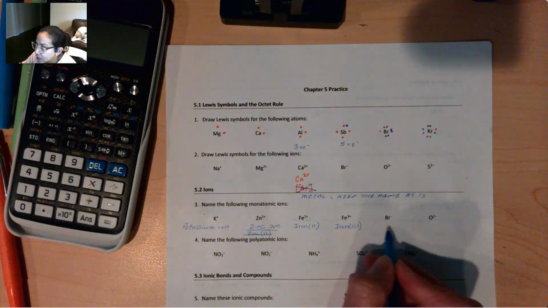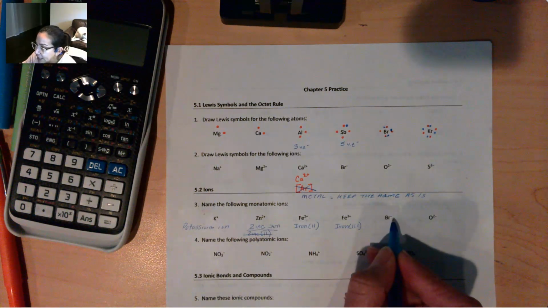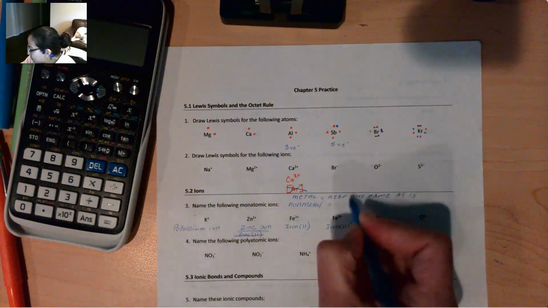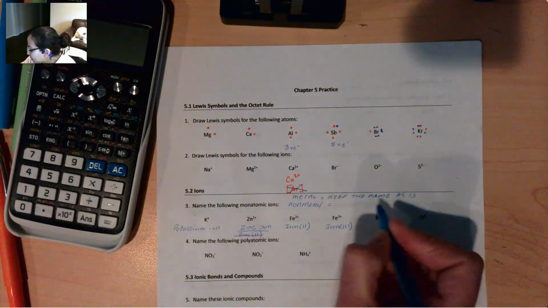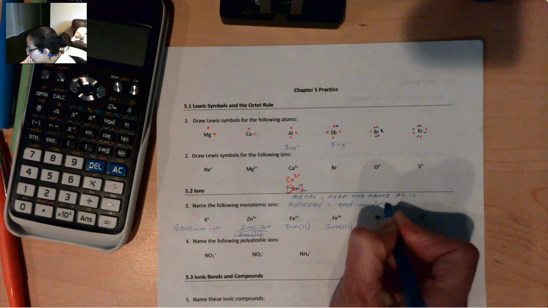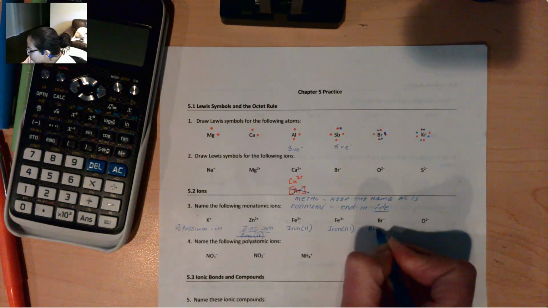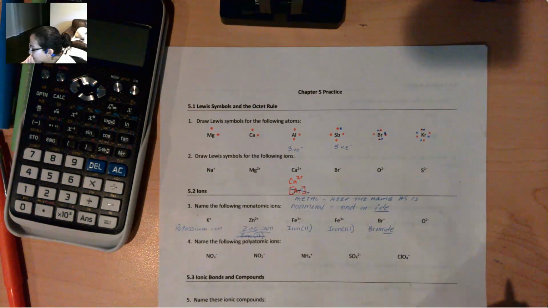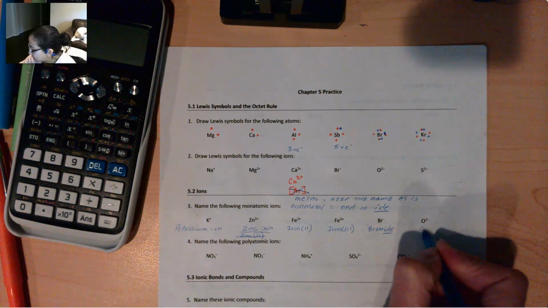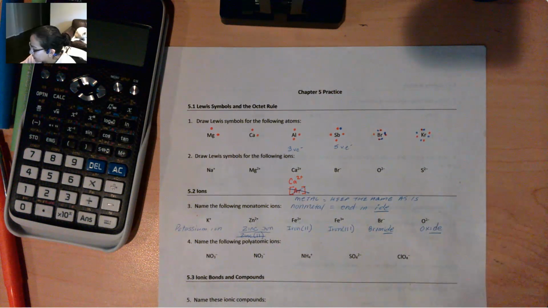Now this one right here, this bromine, has a -1 charge, so this is a non-metal. And with non-metals, you're going to end it with an "ide." So this is not going to be bromine, it is bromide. And that's how we know that it's an ion. Oxygen is going to be oxide. So they end in ides.